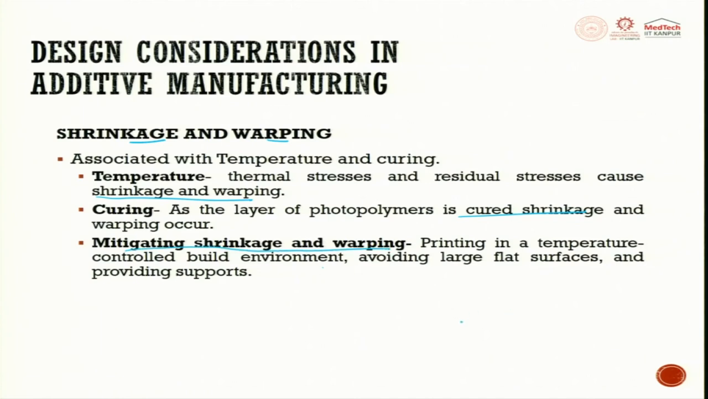Very large surface, say for example my hand, it's a very large surface; if I do it in small pieces, I can try to reduce the warping, right? And the build environment, the complete object where it is getting built, can be sealed in a container and the temperature can be maintained, or the bed can be maintained at a temperature.